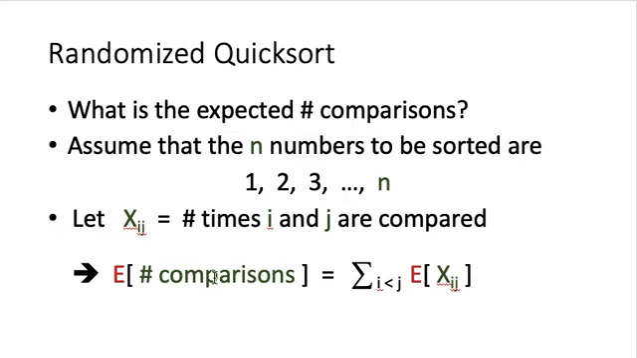So the expected number of comparisons is simply equal to, by using linearity of expectation, the summation of the expected value of xij for all possible pairs ij. Here we restrict i to be less than j, because i being compared to j means the same as j being compared to i, so we restrict i to be less than j.